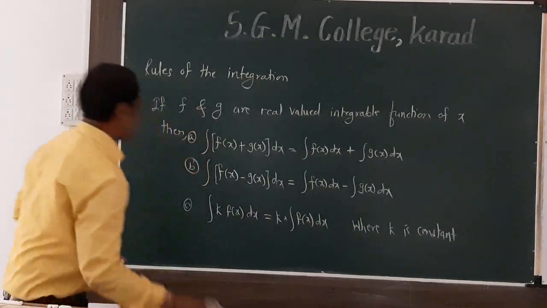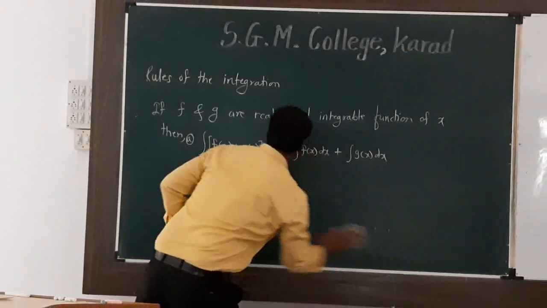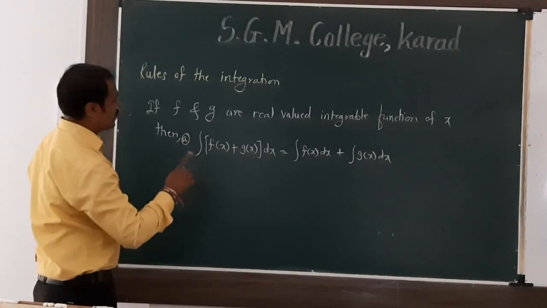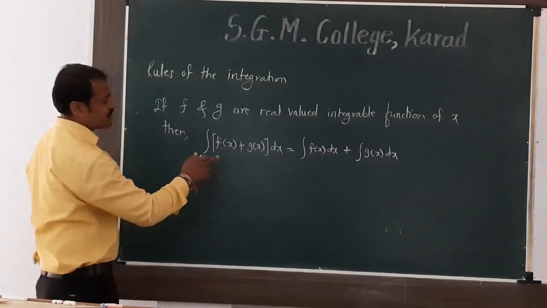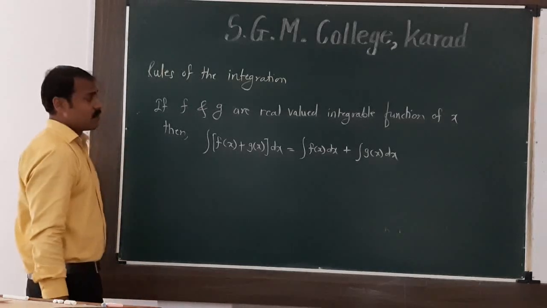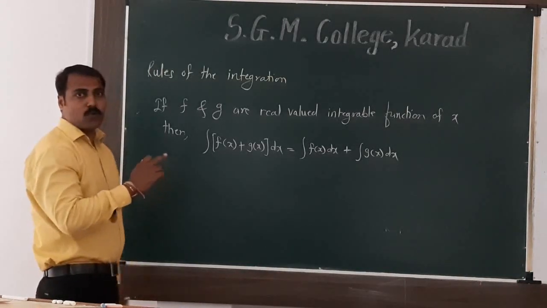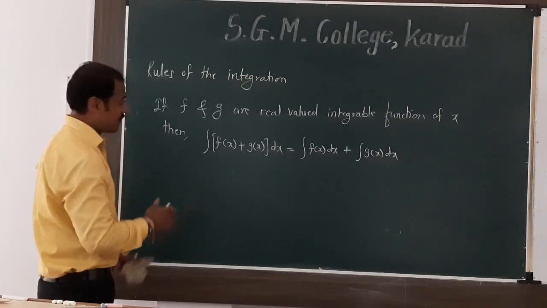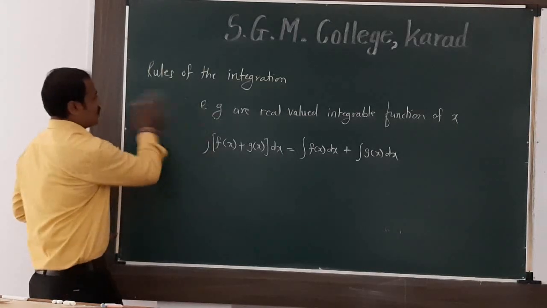First theorem: if f and g are real valued integrable functions of x, then we prove integration of f of x plus g of x dx is equal to integration of f of x dx plus integration of g of x dx. Okay, when we prove this theorem, we will use the rules of derivatives. Okay, so we will look at the proof.